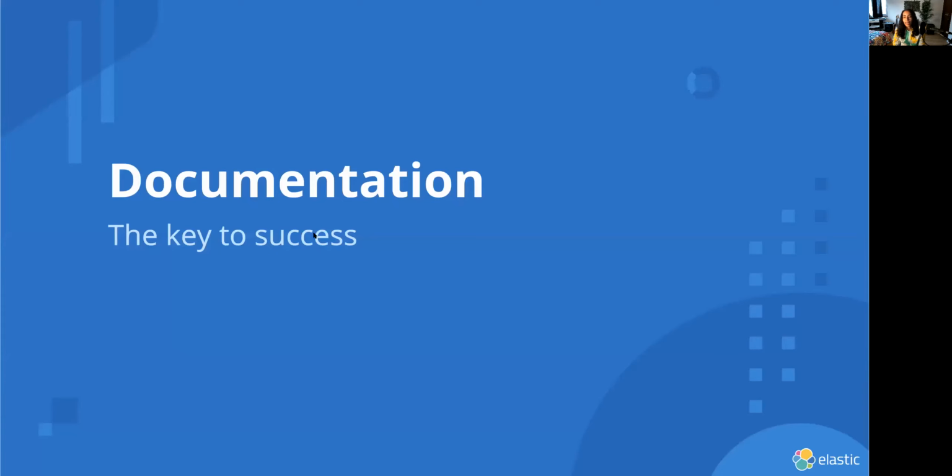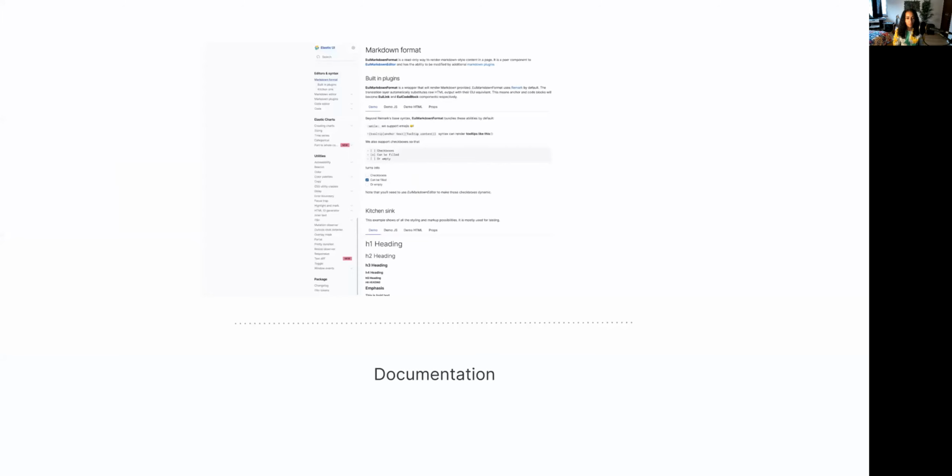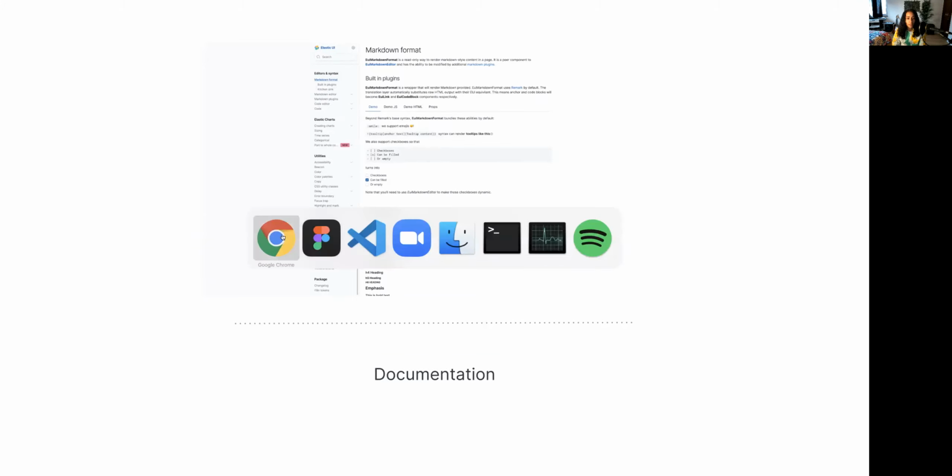So you can see that sometimes you have to go back. And then after that phase, we knew that if we wanted to have adoption from all the teams at Elastic, we needed a proper documentation. And we really know that this is the key to success. So it was when Dave started writing the documentation.